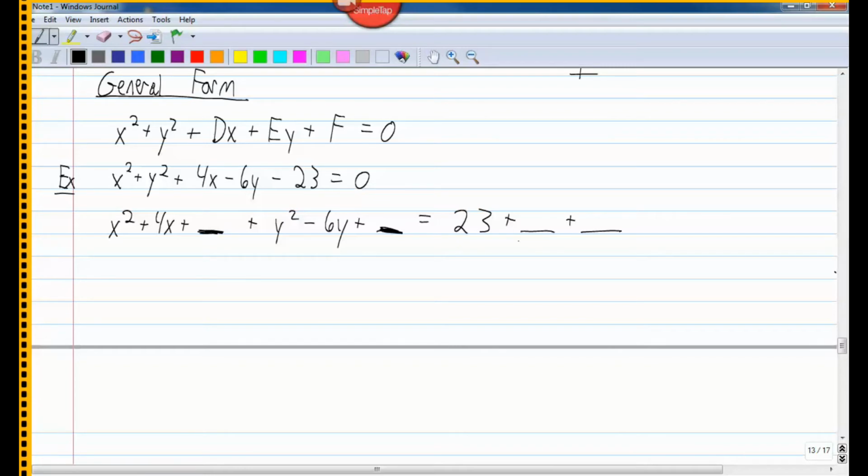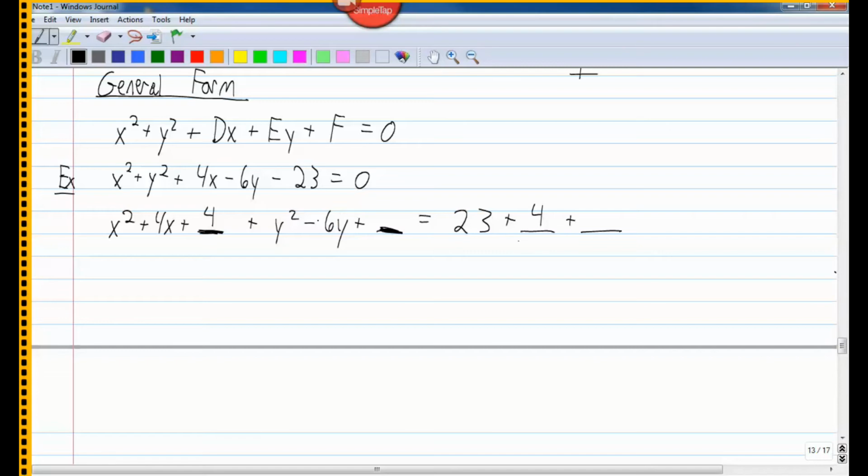Alright, so first, remember what you put in the blank. You take half of what's in front of x and square it. So half of 4 is 2. 2 squared is 4. If you add 4 to the left side of the equation, you have to add 4 to the right side of the equation.